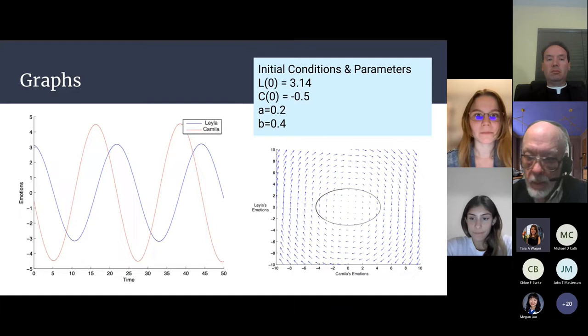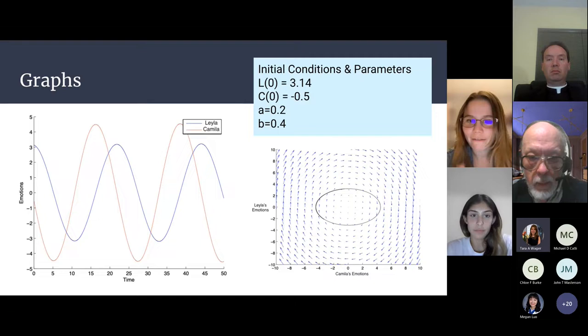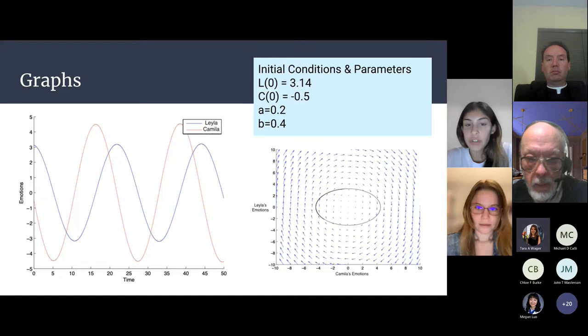And then we also have the other graph. Camilla, can you take this one? Yeah, so this is the phase portrait. Again, this is just a visual based on our initial conditions and parameters. Our parameters, again, are real and positive, and our initial conditions.